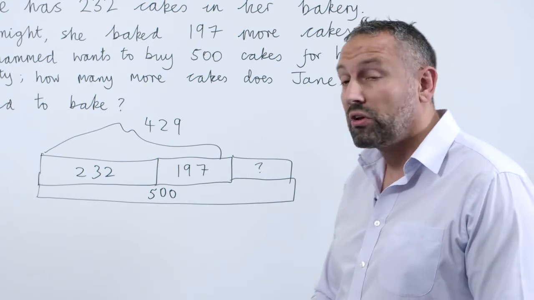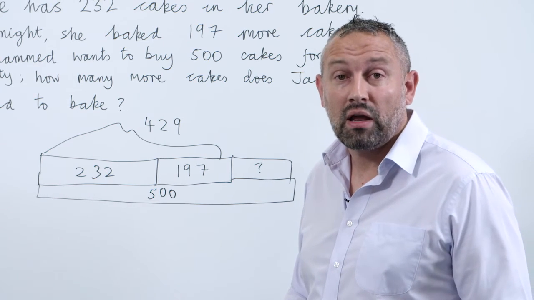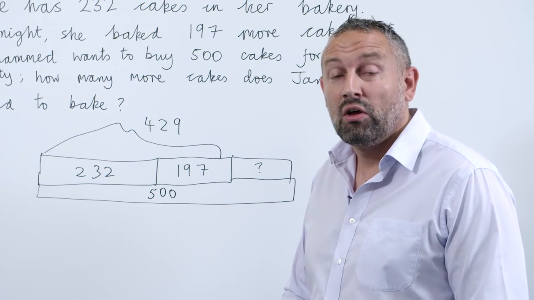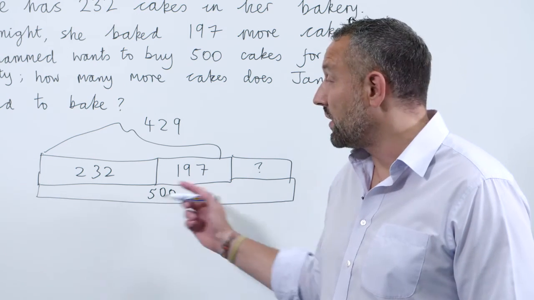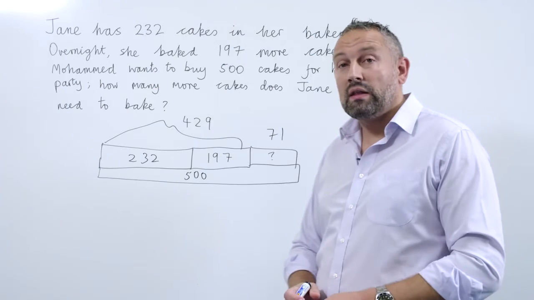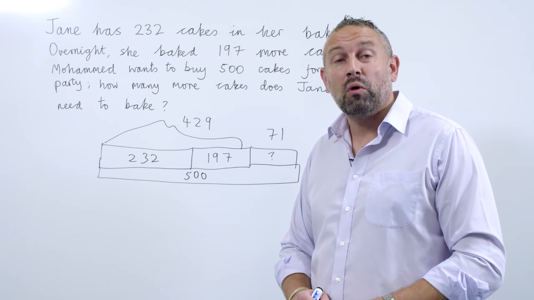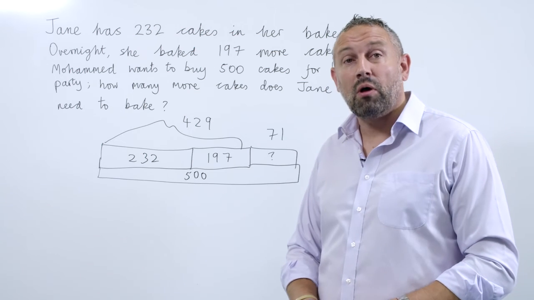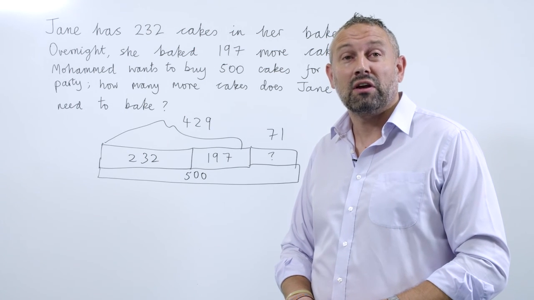And there, the children can use a variety of methods. They can use a number line, or they can do 500 minus 429. Number line is probably the best. And then they can realise that they get the answer of 71. And that's the answer. Jane needs to bake 71 more cakes to make her total of 500. And that is one way of using the bar model to show understanding of word problems.